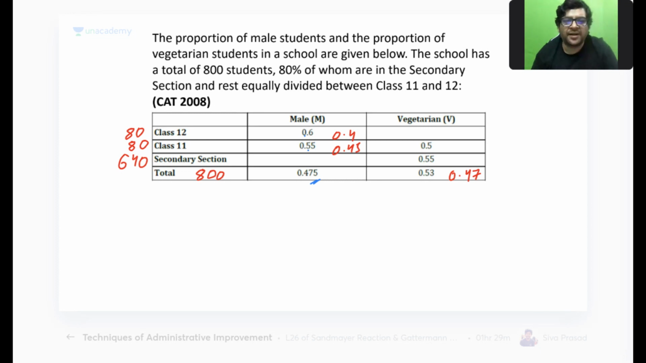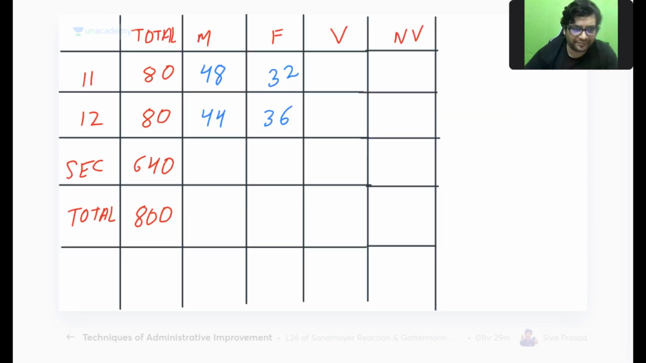Total, it is 0.475 into 800. So let me do 800 into 47.5. What is double of 47.5? Double of 47.5 is 95. Double of 95 is 190. Double of 190 is 380. So this will be 420.